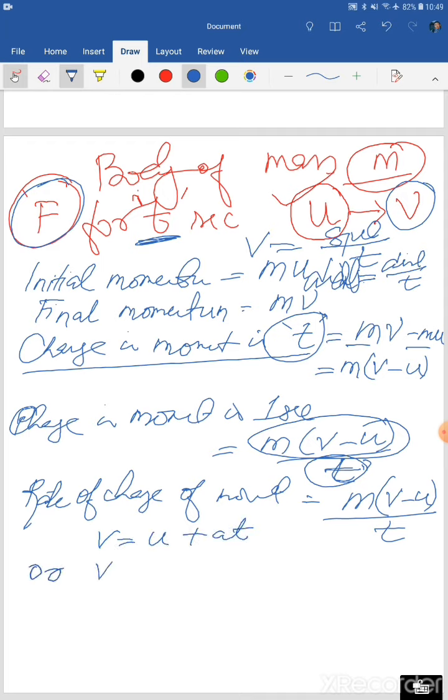Qualitative nature of force. What can force do? Force can either bring a body which is in rest into motion, or a body which is in motion to rest. So that was what Newton's first law said, isn't it? It said that a body which is in motion will remain in motion, and a body which is in rest will remain in rest unless an external force is acting on it, isn't it?